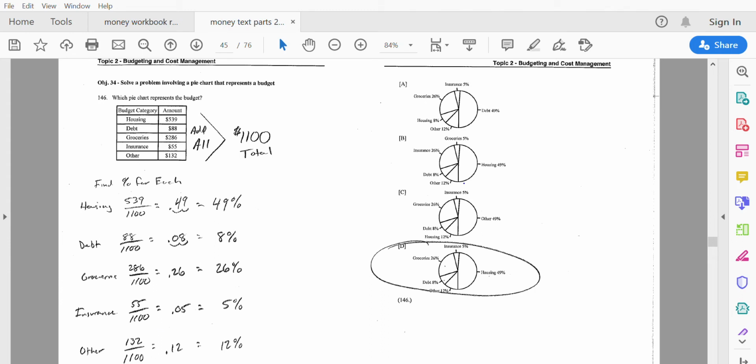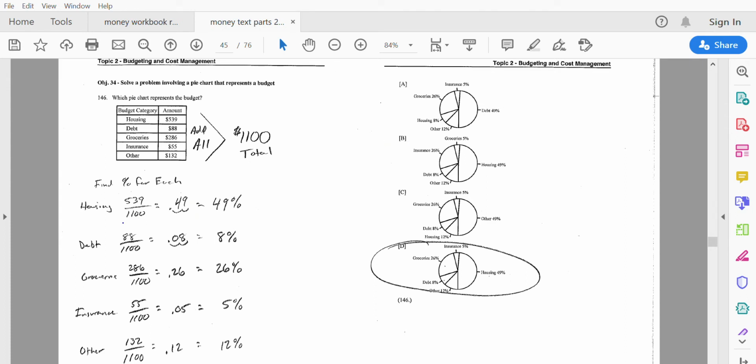Then we just look at our choices here and make sure that it matches. So we look at this first one, housing is 49%. Well, this says debt's 49%, and housing is 8%, so this one is out. Okay, here, housing 49%, so that's good. Here, it says other 49%, housing was 12%, so that one's out. And this one says housing 49%. So far, these two are good, B and D.